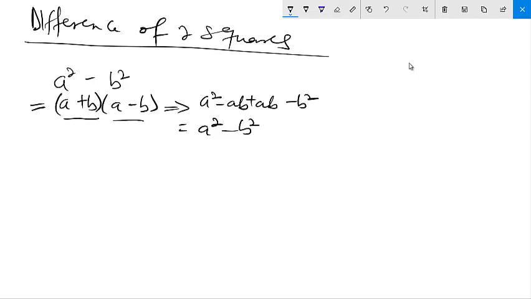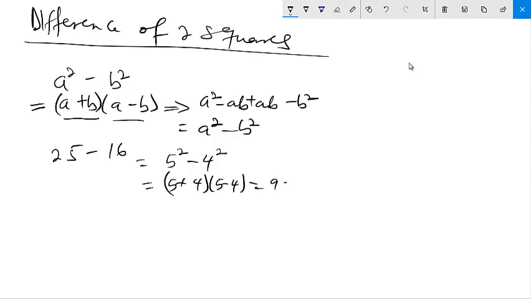Just for example, 25 minus 16 is a difference of two squares, because 25 is 5 squared and 16 is 4 squared. So this should give you 5 plus 4 multiplied by 5 minus 4. This will give you 9 times 1, and that is 9. So just a quick example.